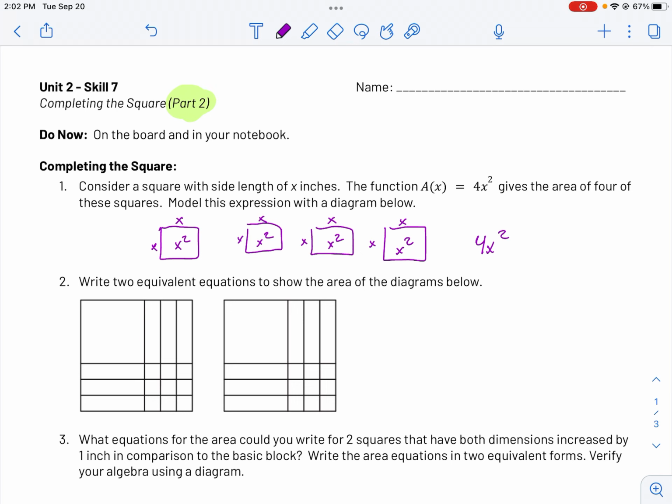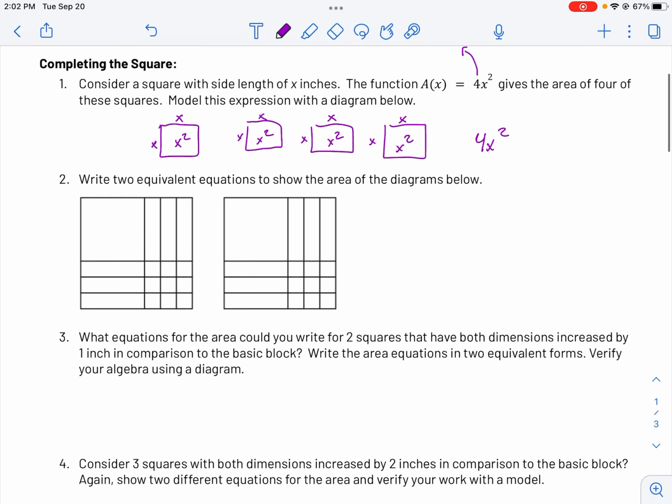Okay? So these expressions that we see are going to have what we call our a term, or the coefficient. In this case, it's the 4. That's the coefficient on our x squared. So we're going to have cases where it's not just starting with x squared. It might start with 2x squared, 3x squared, and so on.